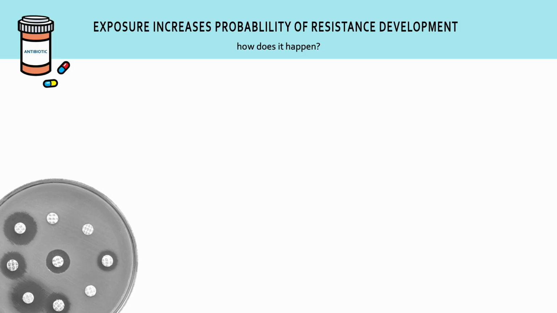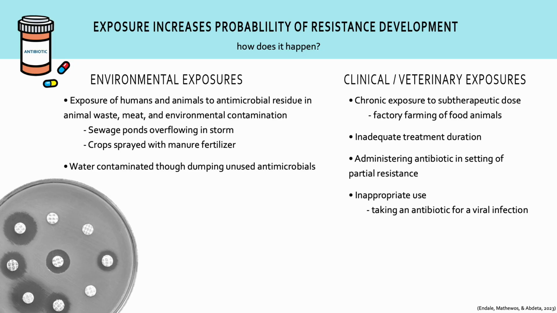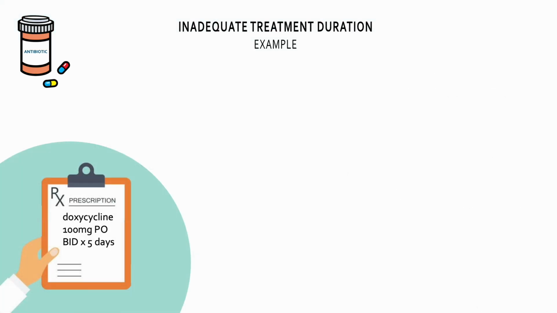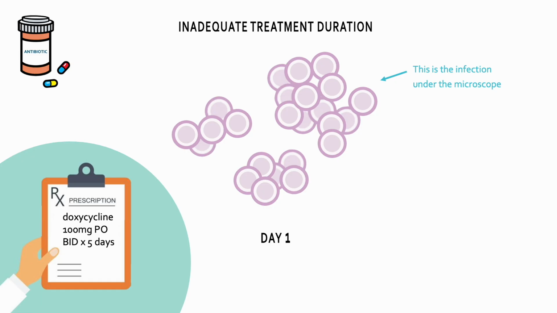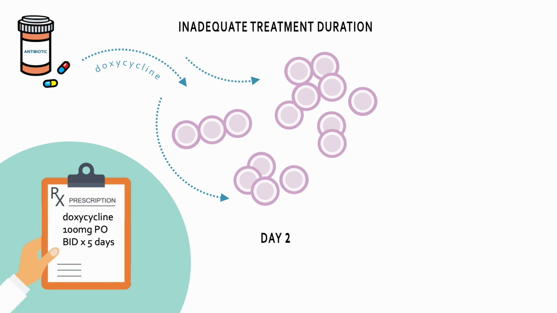This is true both in humans and other animals. The more we use antibiotics, the more pressure is put on bacteria to mutate or find other ways to survive in the antibiotic's presence. In addition to subtherapeutic doses of antibiotics, another way that resistance can develop is if antibiotics aren't used for long enough duration when treating an infection. For example, let's say an antibiotic is prescribed for 5 days twice a day. On the first day, the person takes the antibiotic as prescribed, and many of the bacteria are killed. On the second day, the person takes the antibiotic again, and even more bacteria causing the infection are killed.